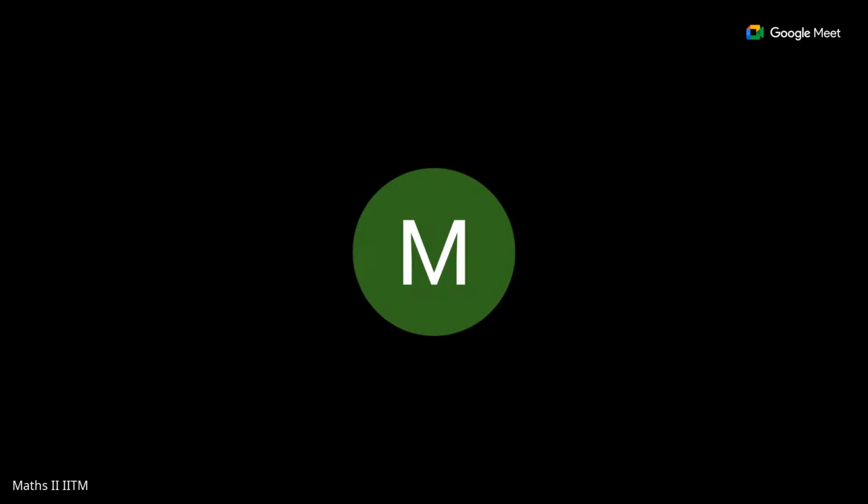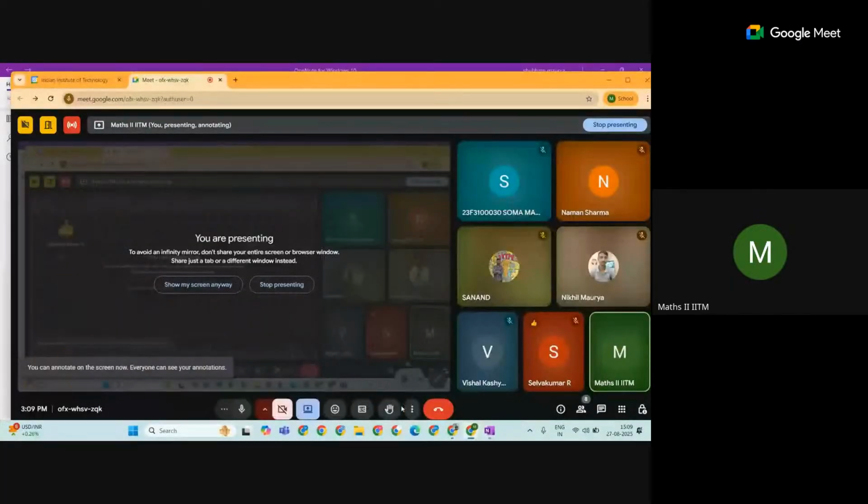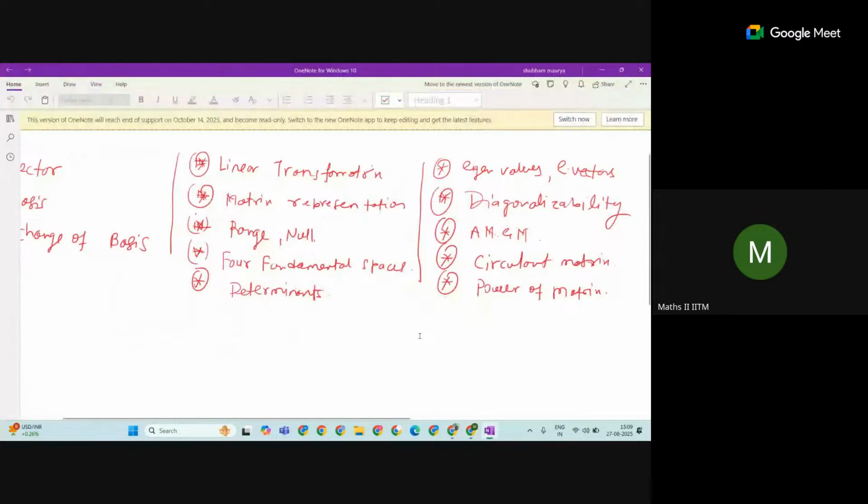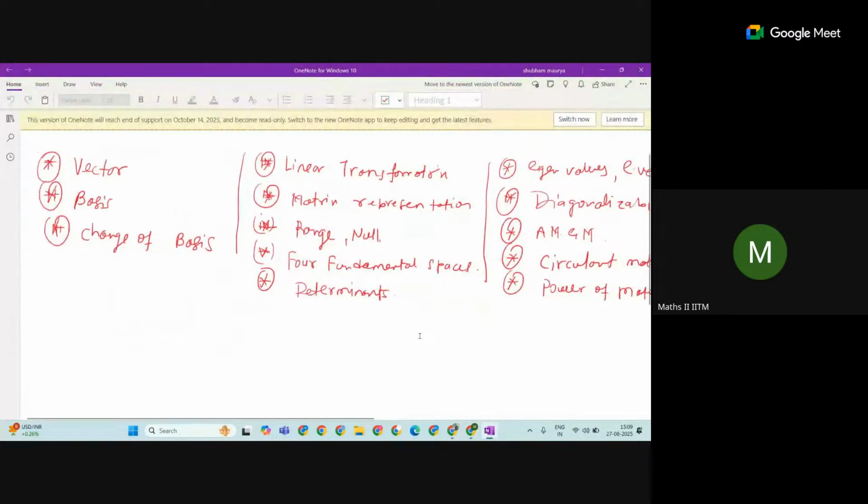There are, I think, 9 to 10 topics within this, and I have noted all of them as important topics. So let me share my screen. These are the topics we have under week 1 to 8.